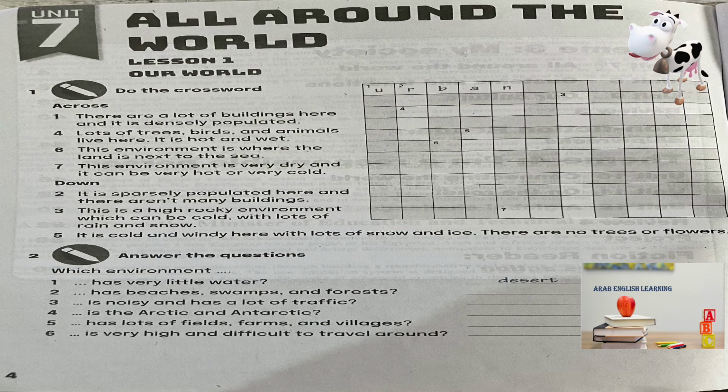Page 4 Exercise 1. Do the crossword. You should write in the spaces. Cross means like that and down like that. Number 1. Cross is done by the book.